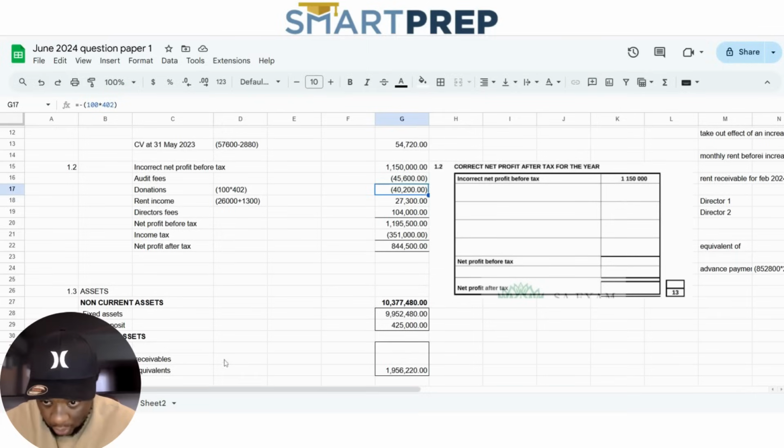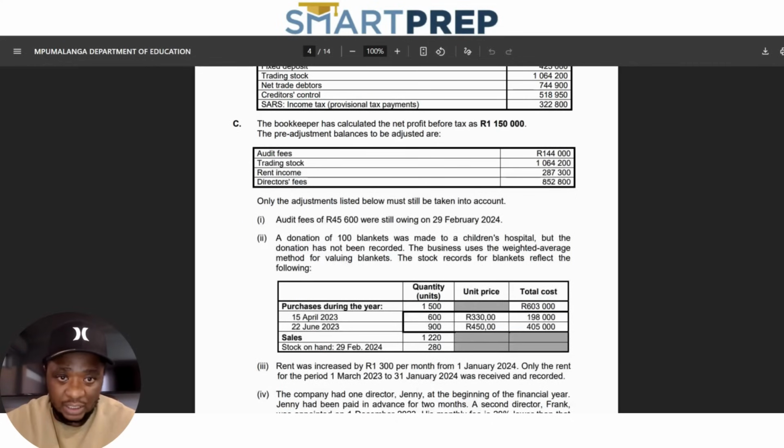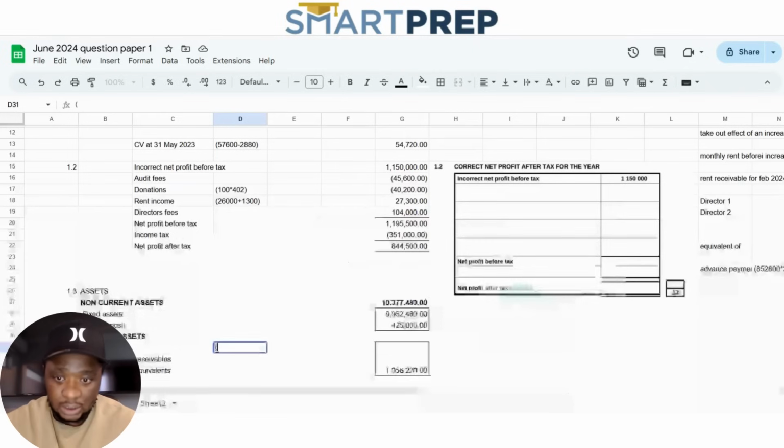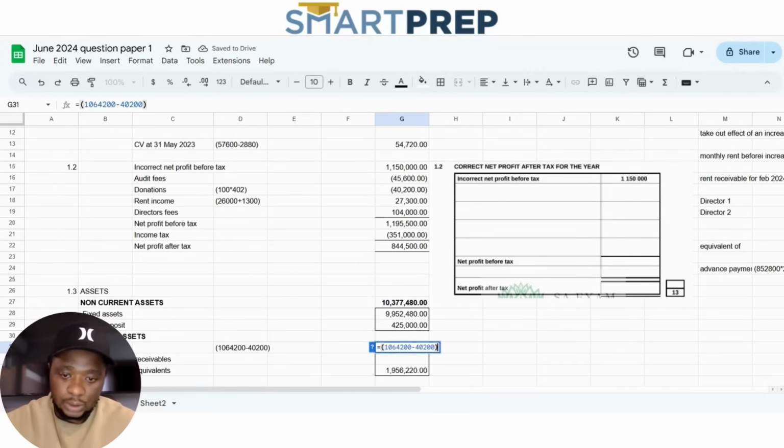So what you're going to do for the inventory is say, well, we have an inventory balance that we have been given, which is 1,064,200. And then we want to subtract the donations that were made because they were not yet recorded. So then we subtract those donations, and that gives us 1,024,000 in respect of inventories.